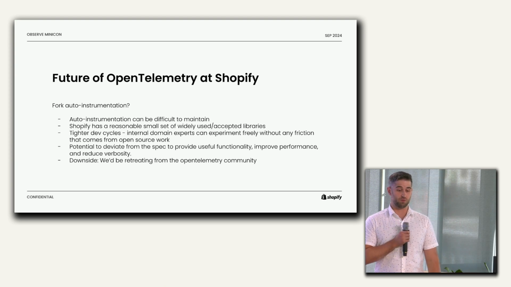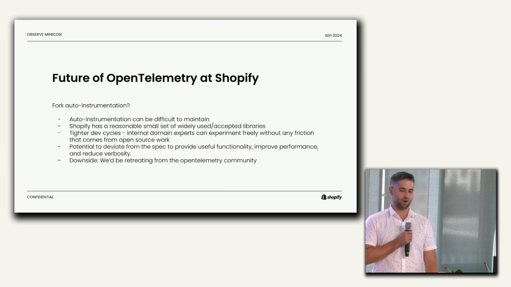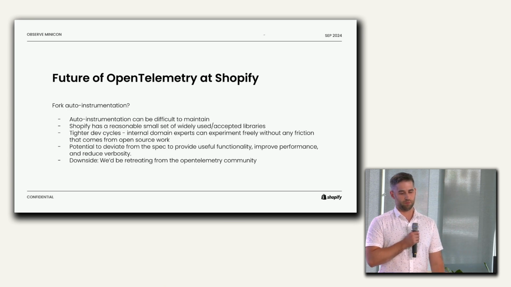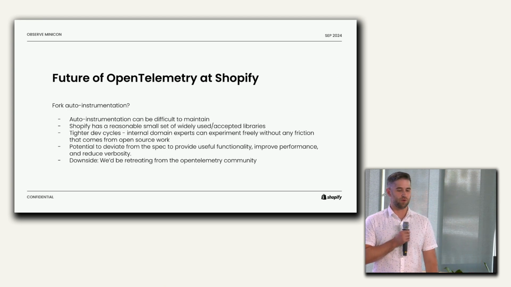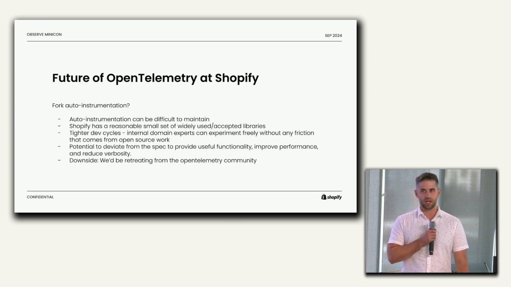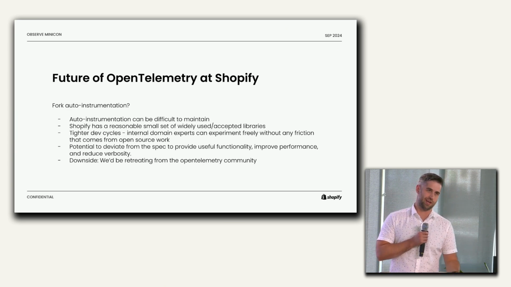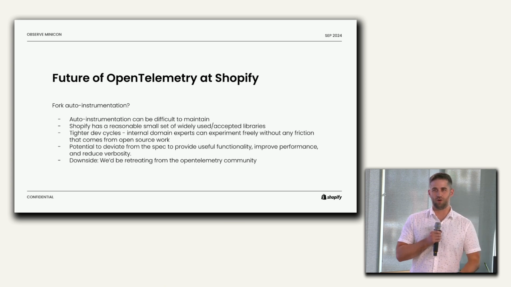But at Shopify, we have a small set of accepted libraries which are kept relatively up to date. We've all seen the Dependabot PRs, right? So we don't need the same level of backwards compatibility with the open source community. Our internal domain experts also would be able to experiment more freely. Because right now, we've run into a few times where someone's like, hey, can I add this attribute? It's like, well, we're using the instrumentation of the open source. It's not spec, so technically you can't. And then we're left like, what do we do? Do we not add it because of some arbitrary rule, or do we fork it?